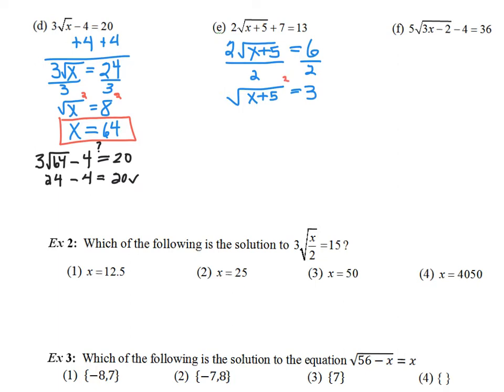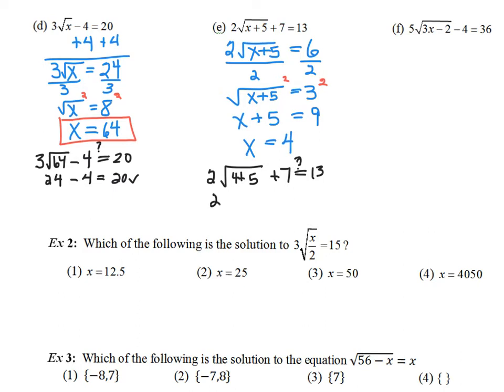Now we're ready to square both sides of the equation because the radical is on one side by itself. So squaring the square root of x plus 5, I get x plus 5 equals 3 squared, which is 9. When I subtract 5 from both sides of the equation, it looks like my solution is x equals 4. Now let's go back to the original equation. 2 times the square root of 4 plus 5 plus 7, does that equal 13?